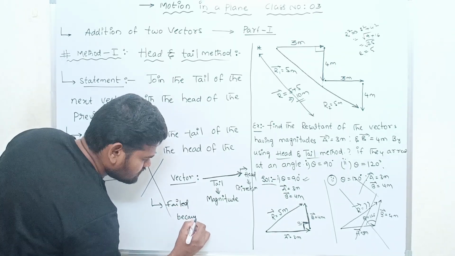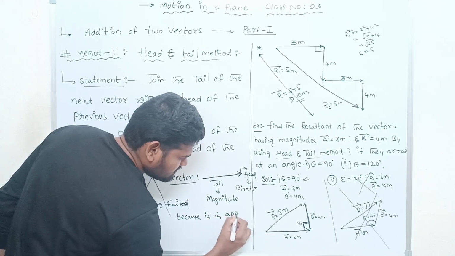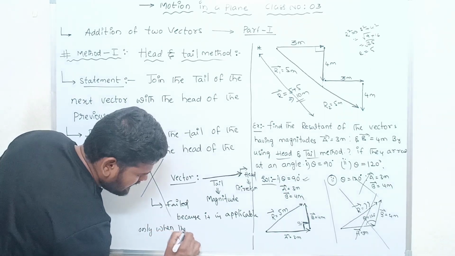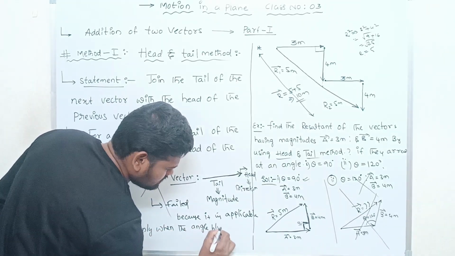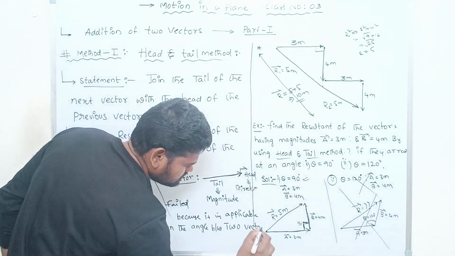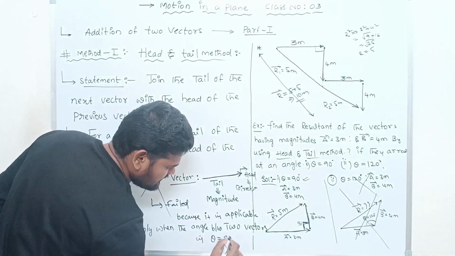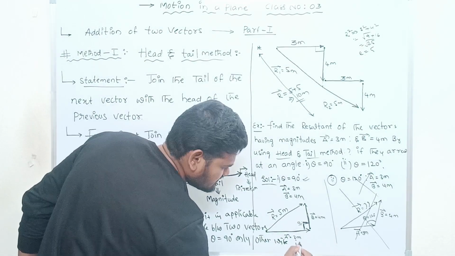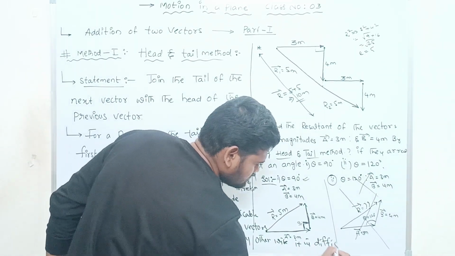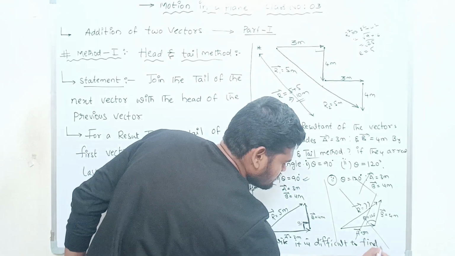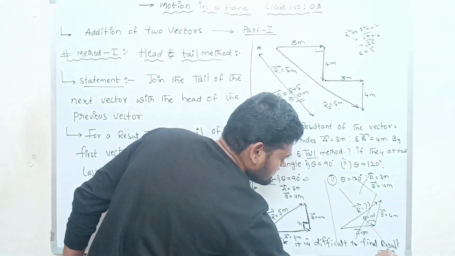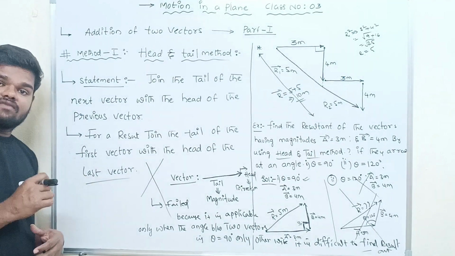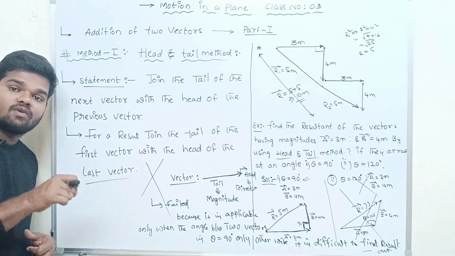So this head tail method fails because it is applicable only when the angle between two vectors is how much? 90 degrees only. Otherwise, it is difficult to find the resultant. Okay, are you getting? Right. So pause the video and write the notes. 3, 2, 1, go.